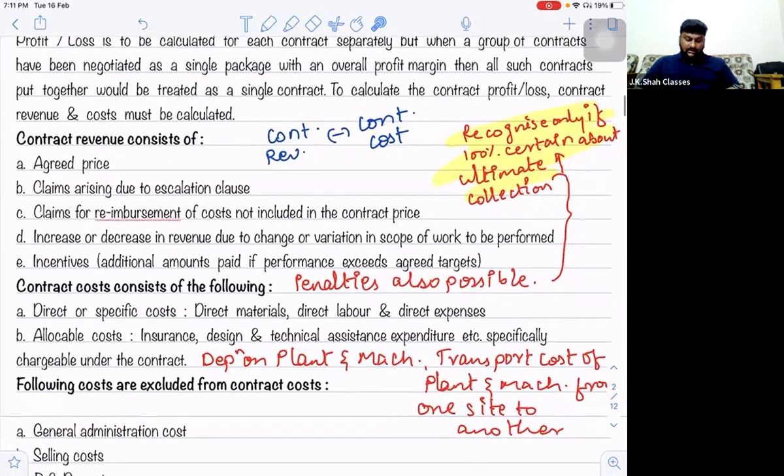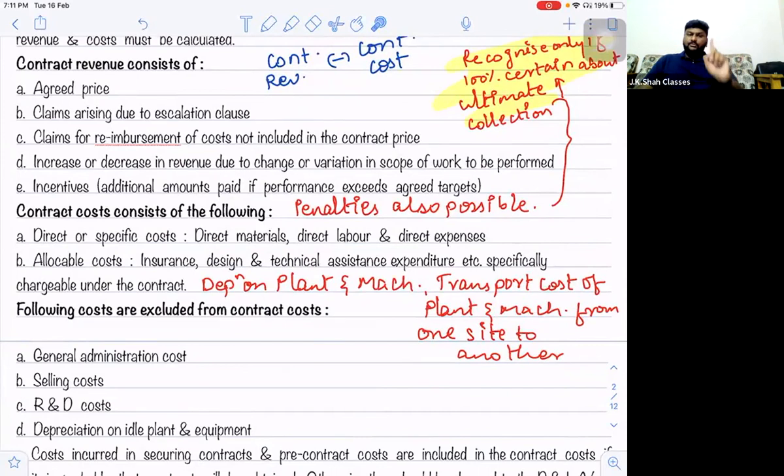Now, let us discuss the contract cost. In simple terms, any cost which is directly attributable to the construction is your construction cost. That means your direct material, your direct labor, your direct overheads. These are all your contract costs. Plus, there are some allocable costs also. Allocable cost means indirect expenses. For example, the insurance of the site, depreciation on the plant and machinery that you're going to use for construction purposes, design and technical assistance expenditure specifically chargeable to the contract, and the cost of transporting your plant and machinery from one site to another site. These are all examples of contract cost.